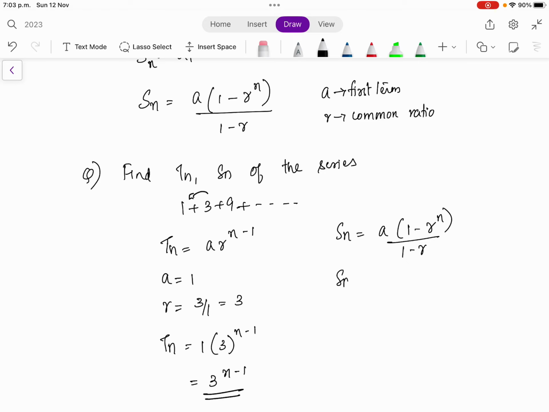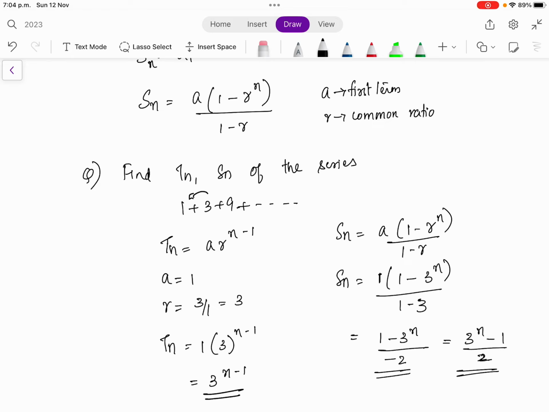To find Sn, you have a equal to 1 and r equal to 3. So it will become 1 times 1 minus 3 to the power of n divided by 1 minus 3, which is equal to 1 minus 3 to the power of n divided by minus 2. If you want to take off the negative value, you can write it as 3 to the power of n minus 1 by 2. The same will work for any geometric series.